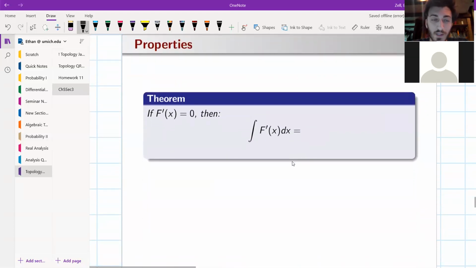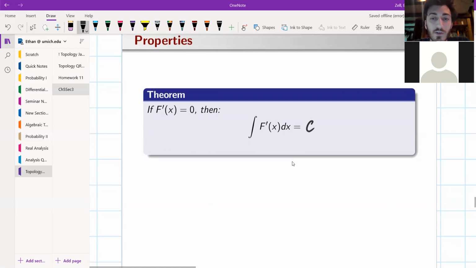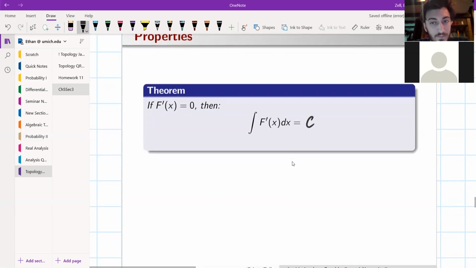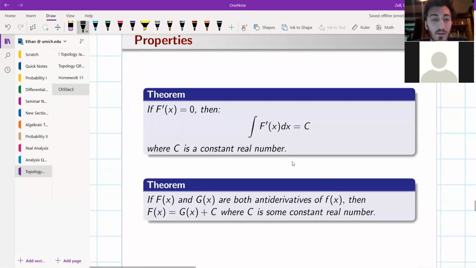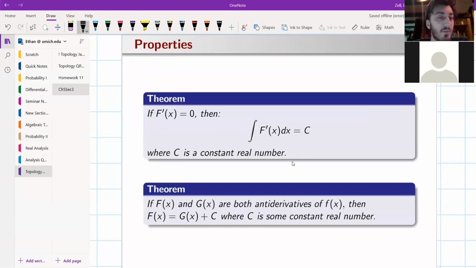So first off, if f prime is 0, that means nothing's changing, right? Our function is just staying flat, it has no increase. Which means that we should get some constant over here. So it's just like saying the integral of 0 is 0 plus c. So that's exactly what we expected, and that's what we got, which is good.